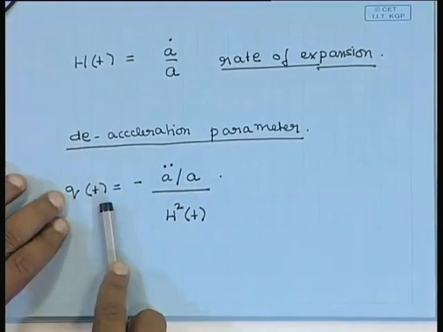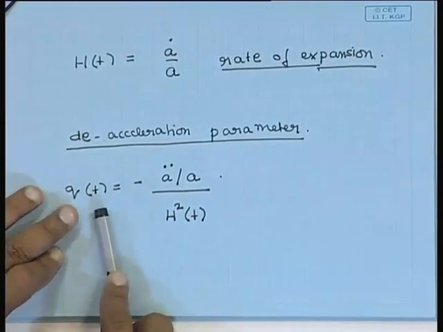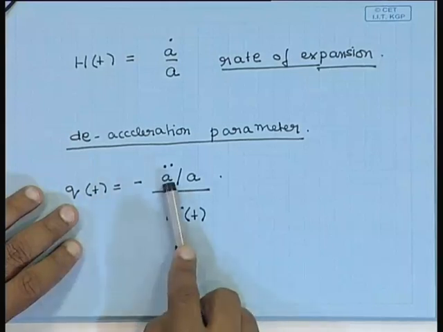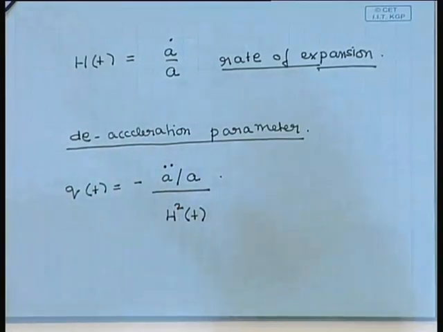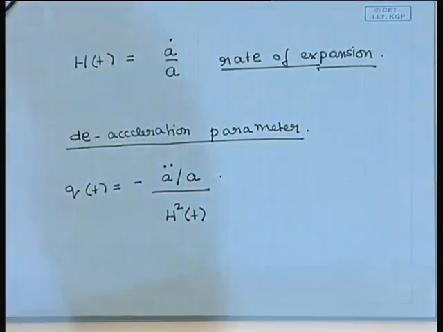So, this parameter has been defined in such a way with a minus sign, so that it has a positive value when A double dot is negative. If the expansion of the universe is slowing down, then this deceleration parameter has a positive value. It measures the rate at which the universe is essentially slowing down.